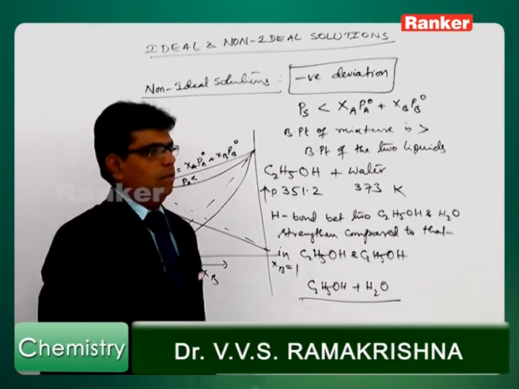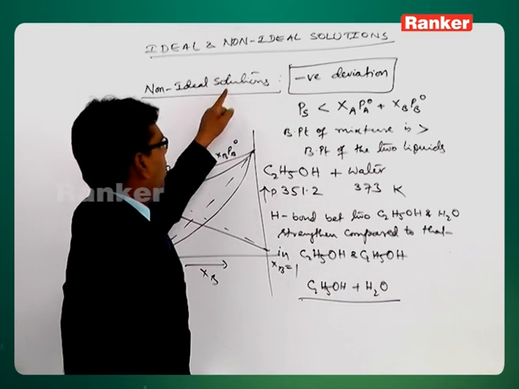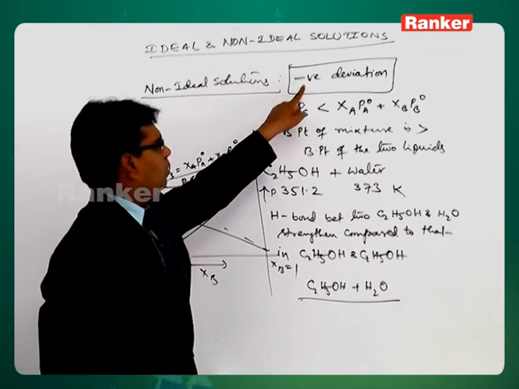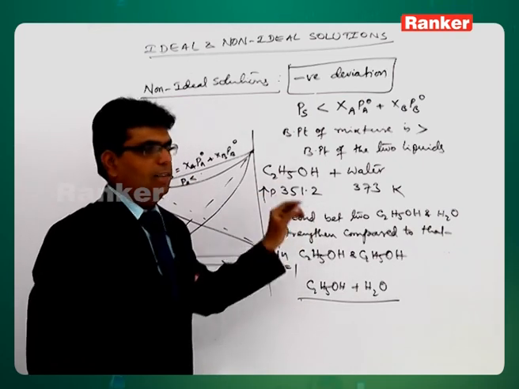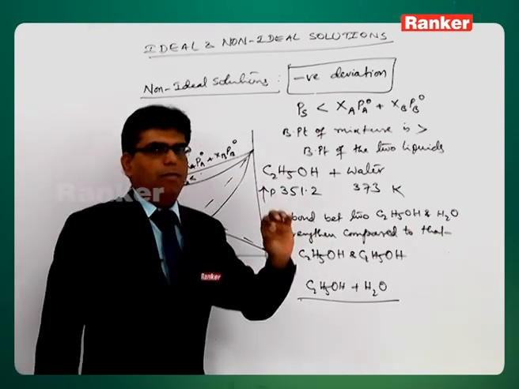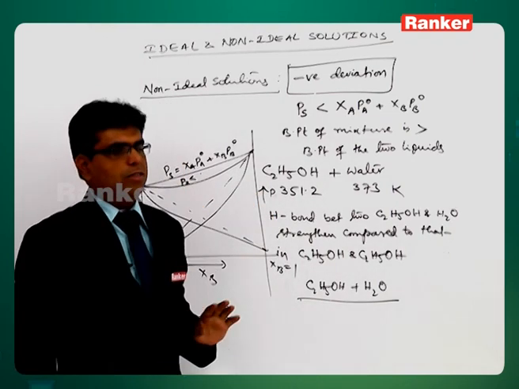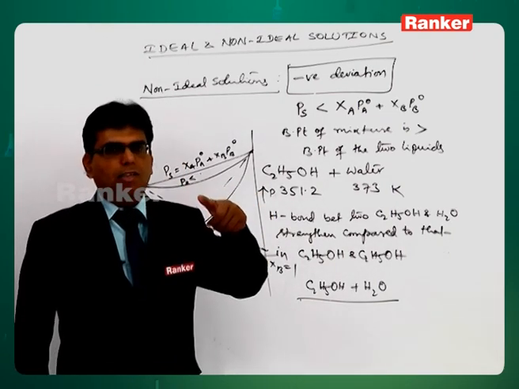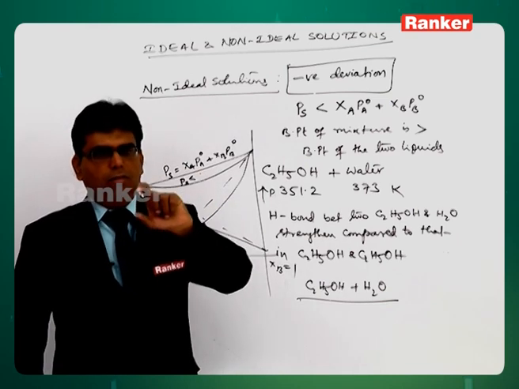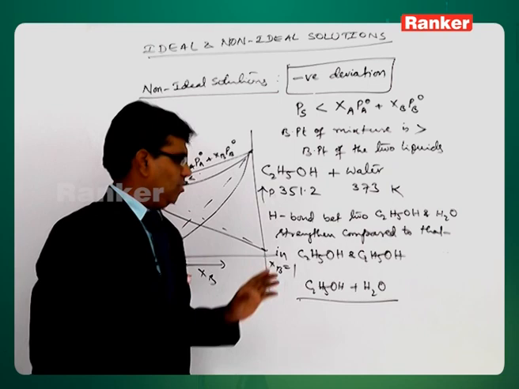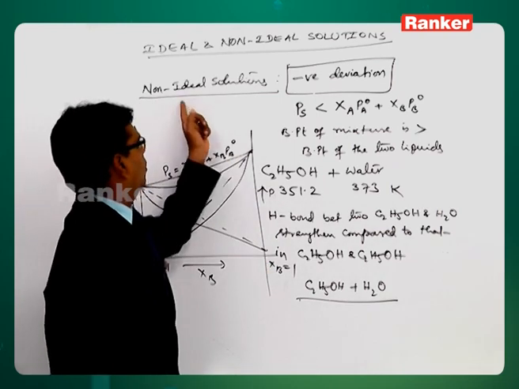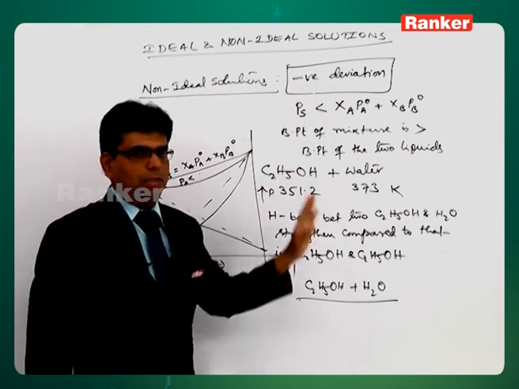So, this is about the non-ideal solutions with positive and negative deviations and their respective examples. The reason is very simple: when the A-B interactions are not the same as the A-A and B-B interactions, then in those cases we get non-ideal solutions with negative deviation.